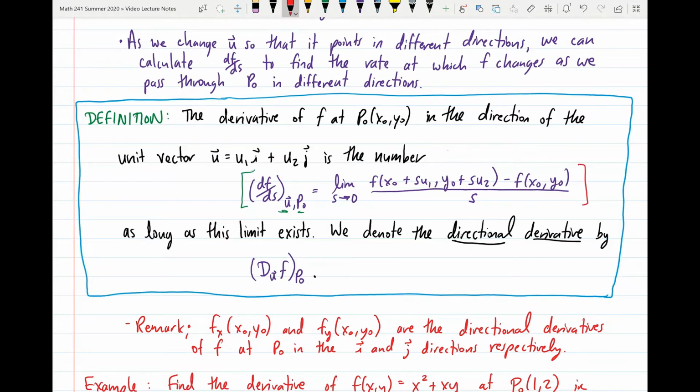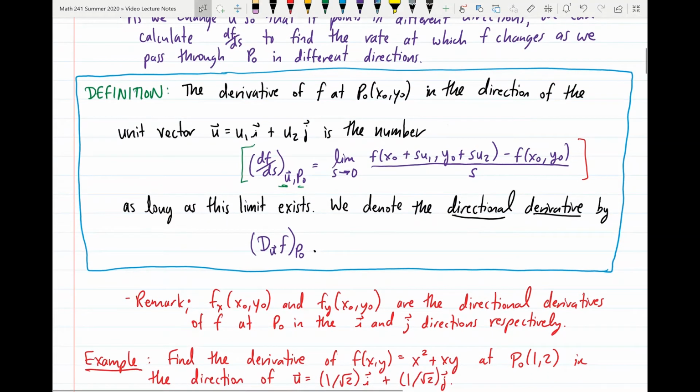So we have f of x naught plus su1, y naught plus su2, minus f of x naught, y naught, all divided by s. And as long as this limit exists, this is going to be the derivative of the function f in the direction of the vector u at the point P naught. And we denote this directional derivative by this expression that I have down here.